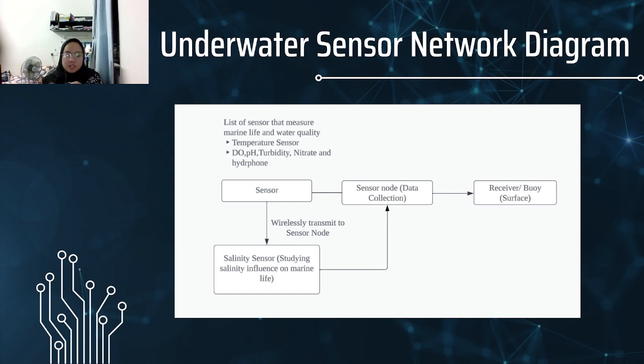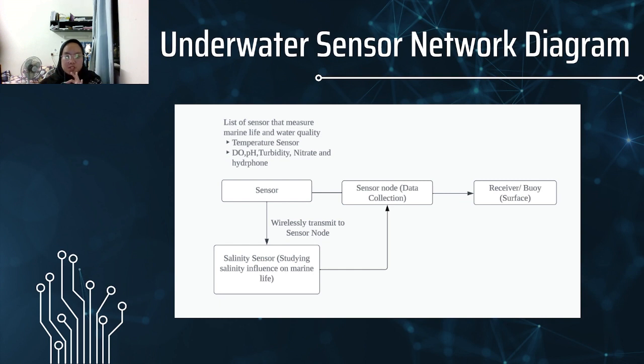The sensor node's function is to collect data and transmit it to the receiver buoy. This is what I said: the receiver buoy on the surface acts as a gateway between the underwater network and the outside world, because it receives data acoustically from underwater and then relays it to the satellite or network for analysis and processing.